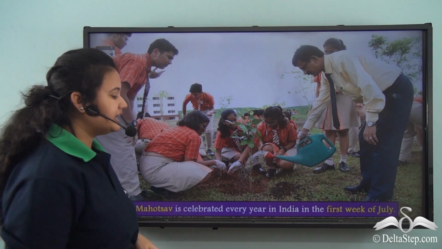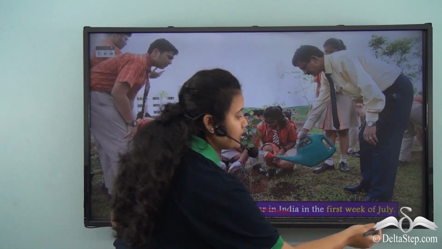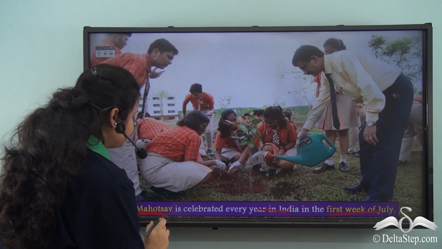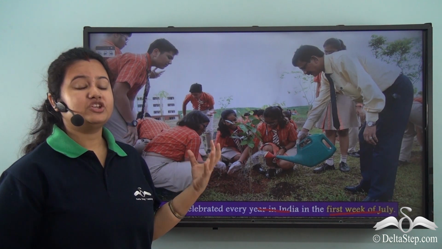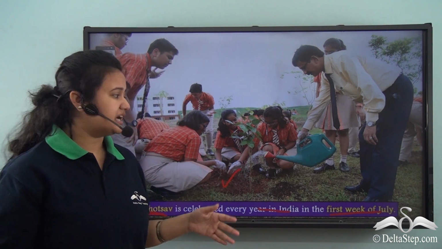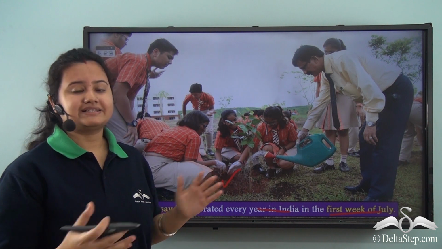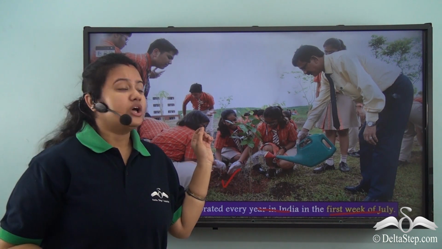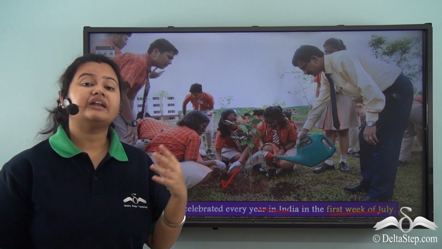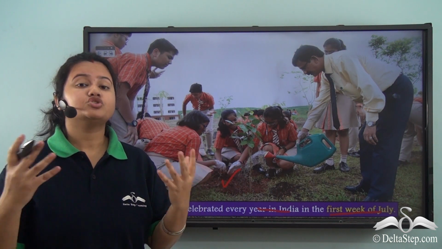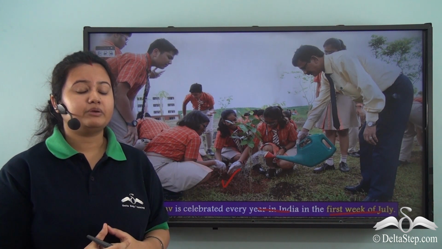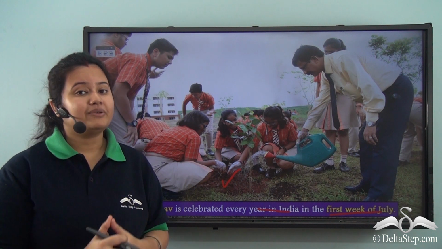Now, every year in India, the first week of July is observed as Van Mahotsav week, or the week in which tree planting festivals are celebrated all over India in schools, colleges, etc. This drive has been started by the government in order to encourage more and more people to plant trees and also to create general awareness among people regarding the environment, plants, etc.